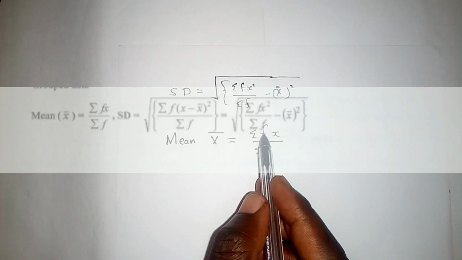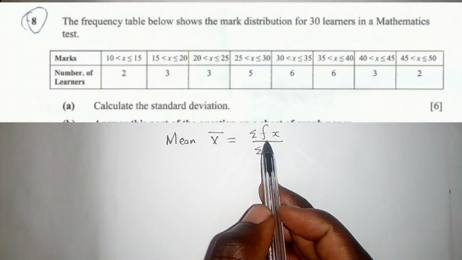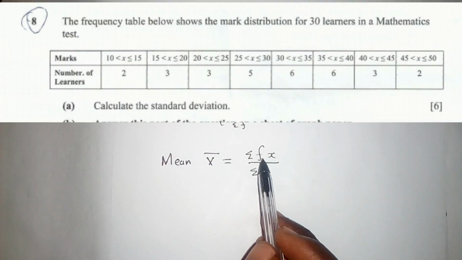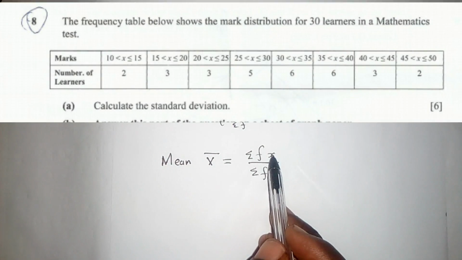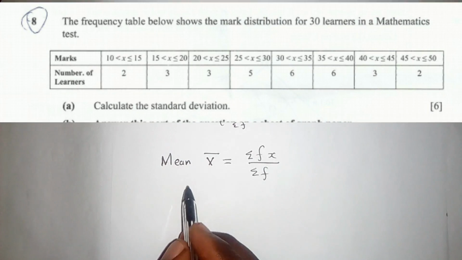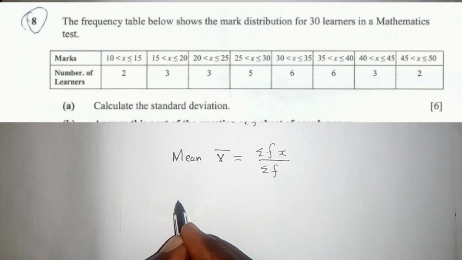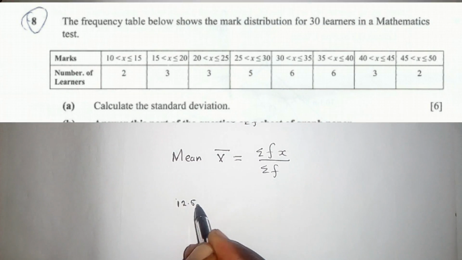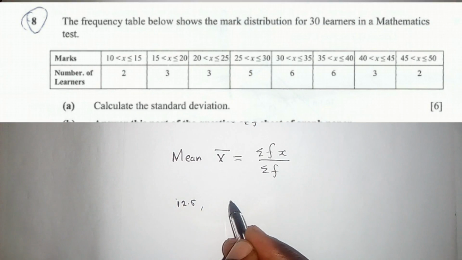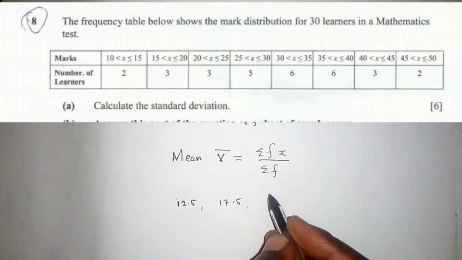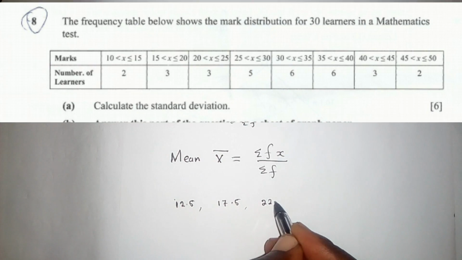So meaning we need to find our frequency. So the frequency is the number of learners. In the table, if you're able to see where it's written number of learners, this is what f means. And x is the midpoint. For example, we're going to find the midpoint between 10 and 15. So between 10 and 15, we have 12.5. So how did I find 12.5? You just add 10 plus 15. And then the other one is 17.5. These are very important numbers. We need to find them. The other one is 22.5.